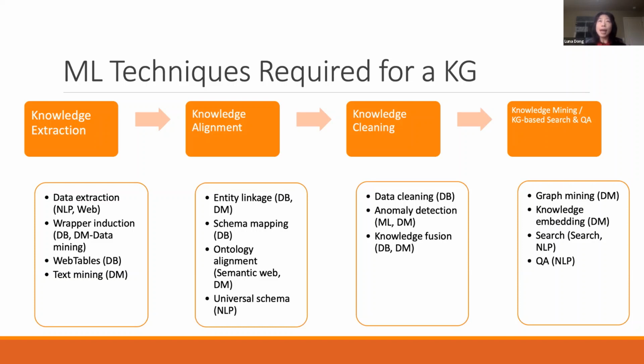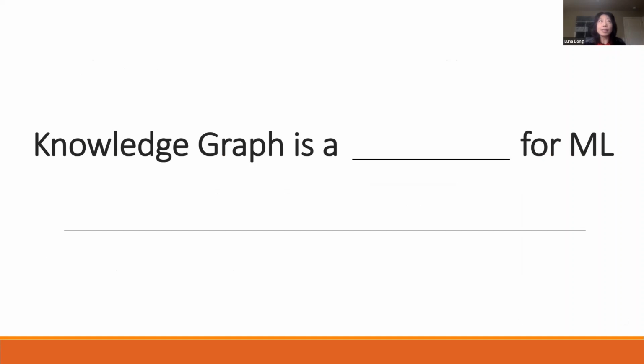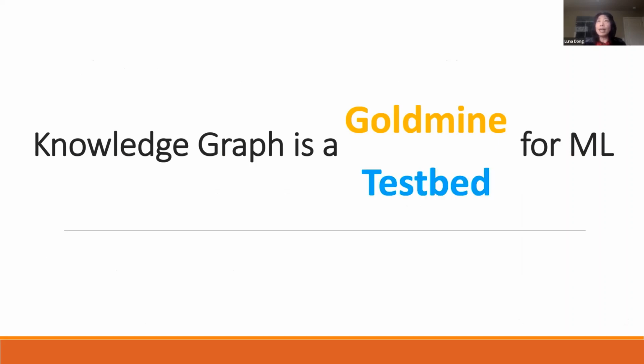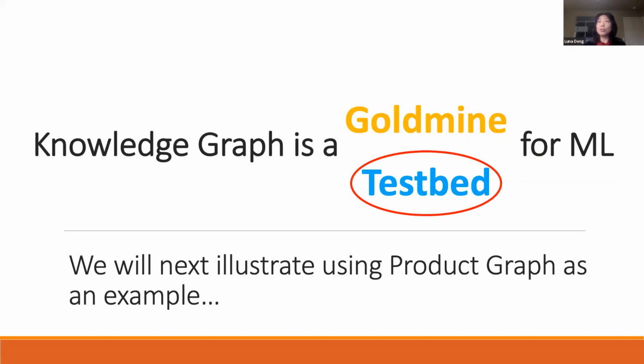So with this, I'm hoping you are impressed by how many different techniques from how many different communities are involved in building and using a knowledge graph. If we need to fill in this blank, knowledge graph is something for machine learning. Absolutely, it is a gold mine. And meanwhile, it is a test bed, the place where you can test out all different kinds of machine learning technologies. And next, we will illustrate this using the product graph we are building at Amazon as an example.